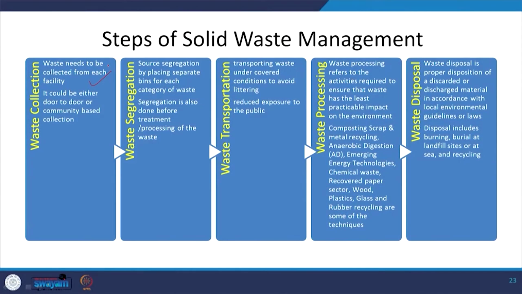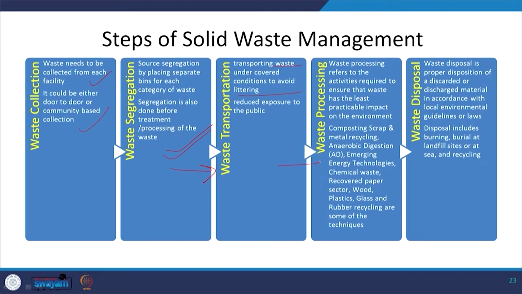If we look at all these steps of solid waste management in detail, at waste collection we need to collect the waste from each facility, and it should be collected from door to door or through a centrally organized facility. Once the waste has been collected, either the waste is segregated at source or it is segregated before it is sent for transportation and processing at a central facility. If the waste has to be transported to the recycling facility, then we have to ensure proper transportation through covered transportation so that there is no littering which is happening.